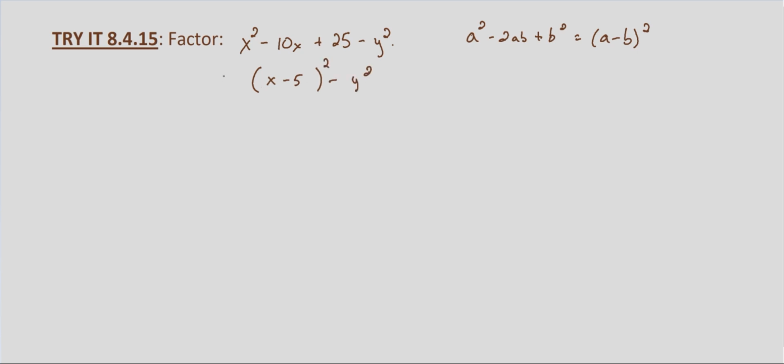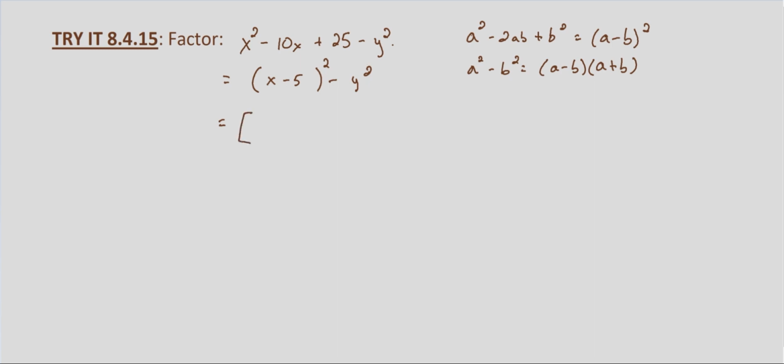And now we have a difference of squares again. And again, a squared minus b squared, that equals a minus b times a plus b. So in this case, though, we have a is a binomial. It's x minus 5. That's our a. So this ends up being a minus b times a plus b.